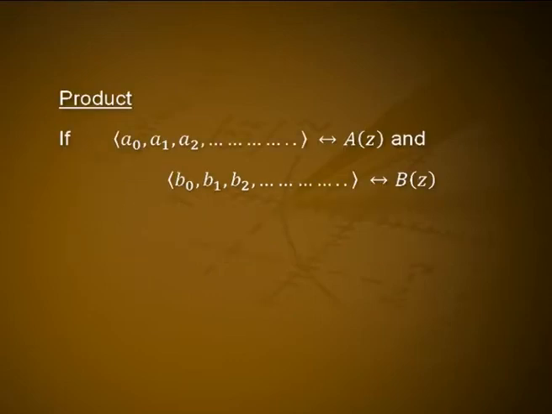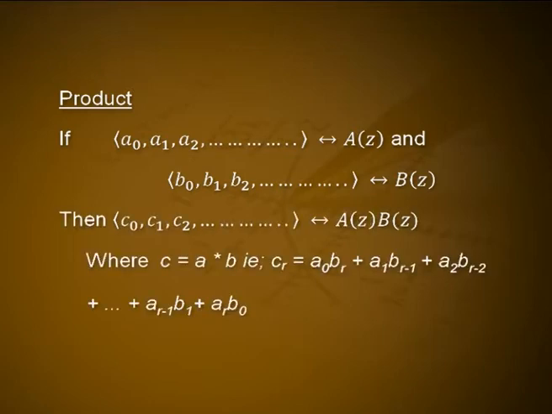Product. If the sequence A0, A1, A2, etc., has the generating function A of z and the sequence B0, B1, B2, etc., has the generating function B of z, then the sequence C0, C1, C2, etc., has the generating function A of z times B of z, where C is A star B, that is, Cr equals A0 Br plus A1 Br minus 1 plus A2 Br minus 2 plus etc. plus Ar minus 1 B1 plus Ar B0.